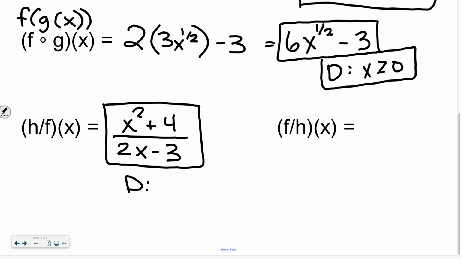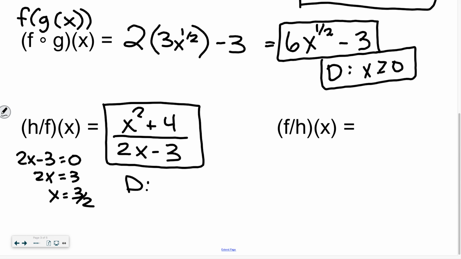What would be the trouble spot in this function? If the denominator were equal to 0. So 2x minus 3 equals 0. What number makes that equal 0? 3 halves.